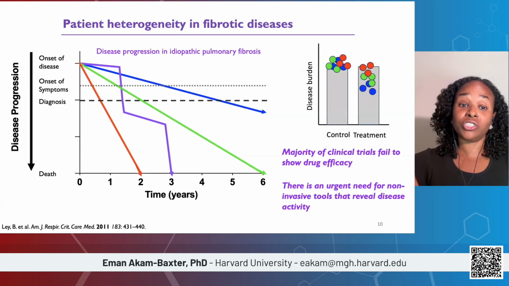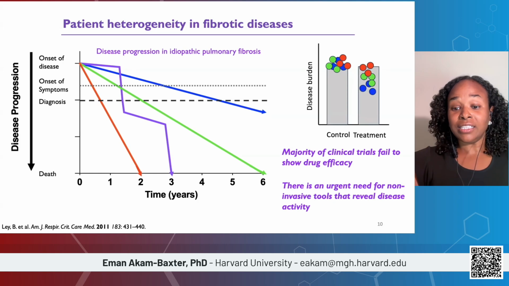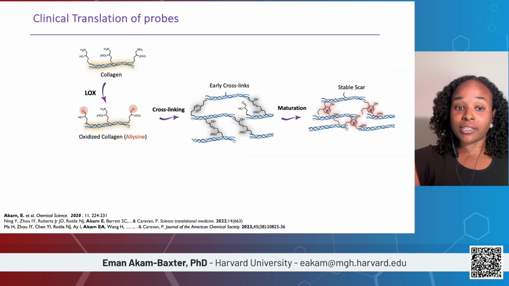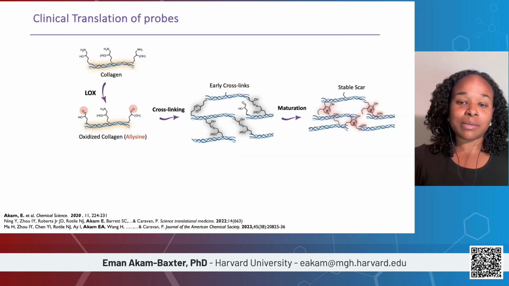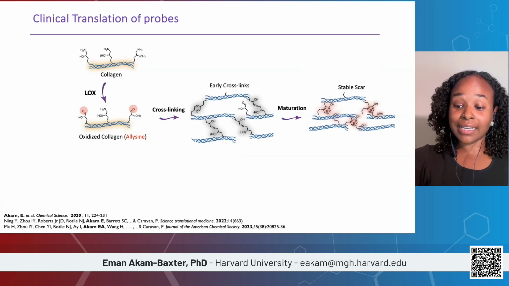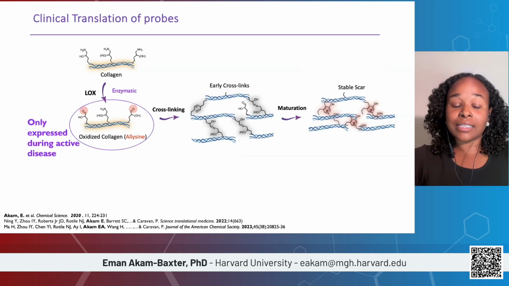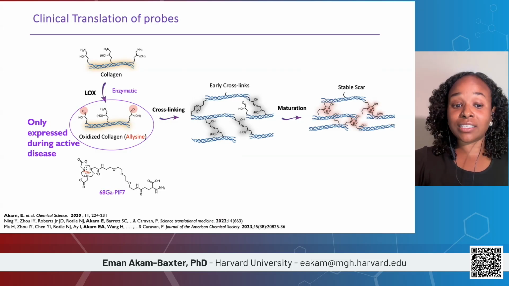So we are developing these tools to look at disease activity, which would help us stratify these patients and improve clinical trials. So we target the same sort of collagen cross-linking cascade. And again, the key here is that these aldehydes are the only enzymatic step in collagen cross-linking, and they're only expressed during active disease. So these aldehydes are not a part of stable scar tissue, and therefore targeting them would enable us to quantify disease activity.